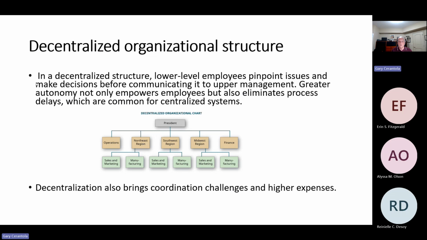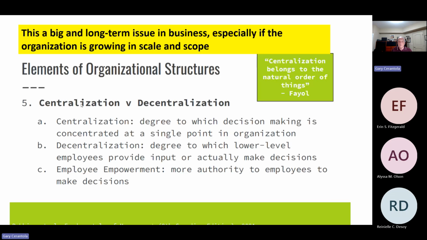Lower level employees pinpoint issues and make decisions before communicating to upper management. So especially on a geographical basis, in the Northwest, Northeast regions, not only will the Northeast region maybe have a different kind of customer, but they want it now, and so the manufacturing and the sales organizations have to make these decisions right away, but then communicate to the president what was being done, because if there's some learning, they could probably pass on some advantages to the other players. But it does bring coordination challenges and higher expenses, because think of it, there's a lot of redundancy across these. Look at how many sales and marketing organizations you may have, with less efficiency in what's going on there. So again, centralization versus decentralization is a big and long-term issue in business.